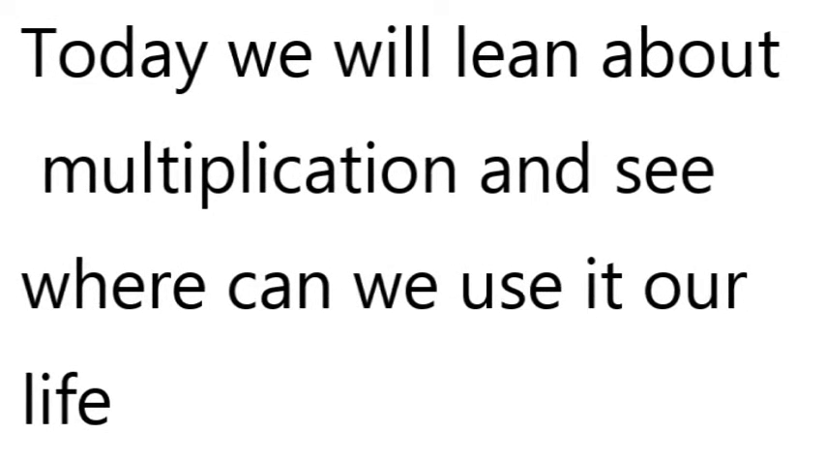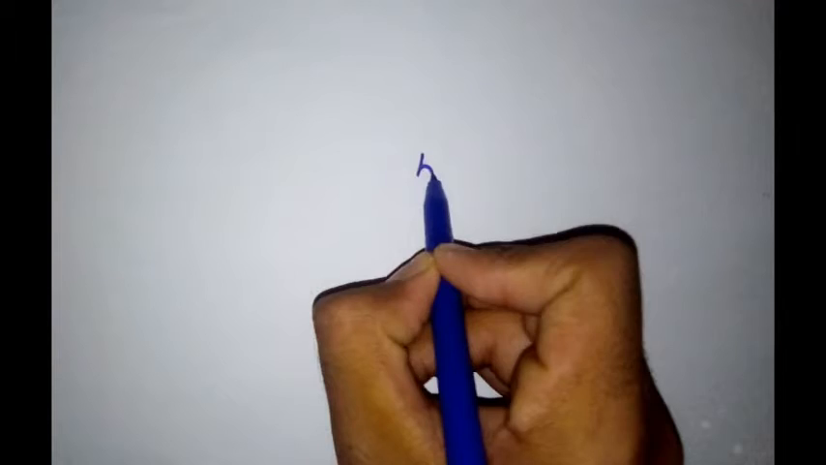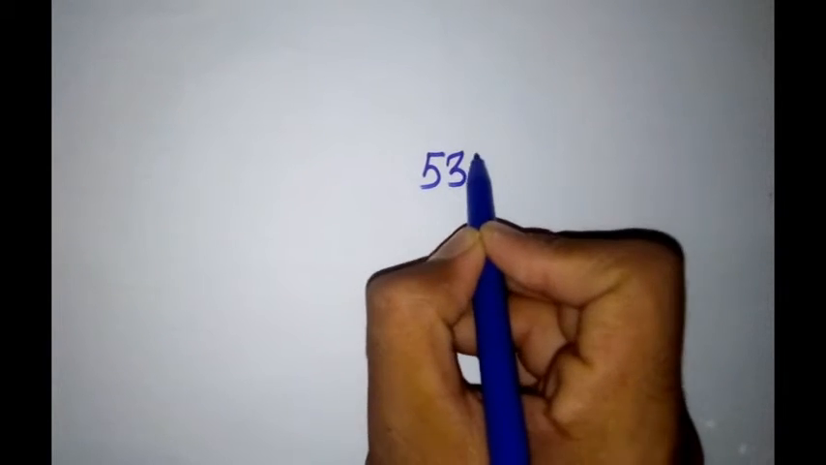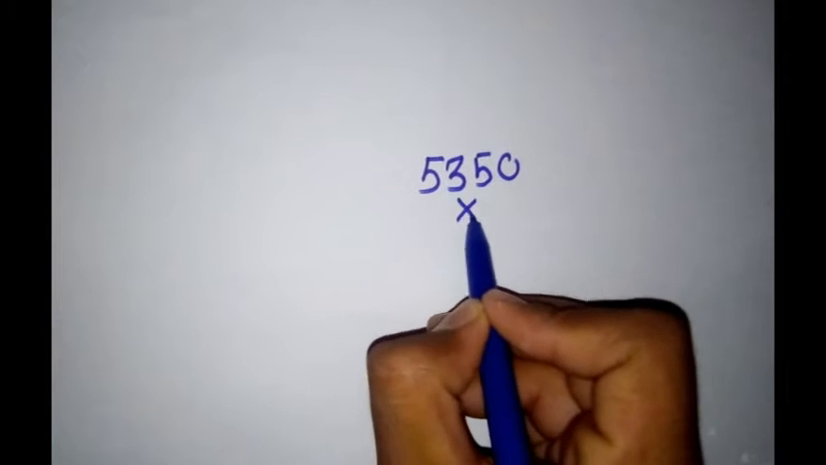Today we will learn about multiplication and what we can use it for in our life. For example, the price of a cycle is 5,350. You have to buy 7 cycles. To get the total amount of 7 cycles, we multiply 5,350 by 7.